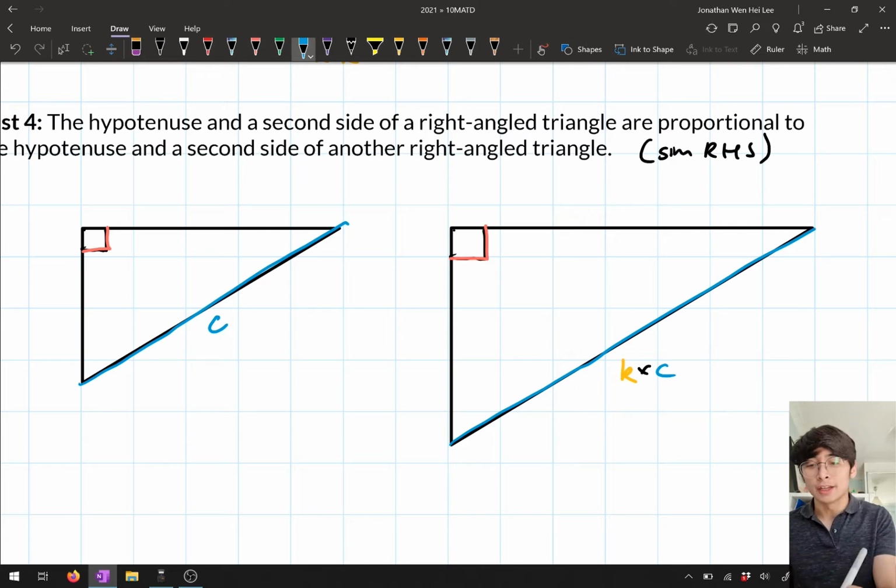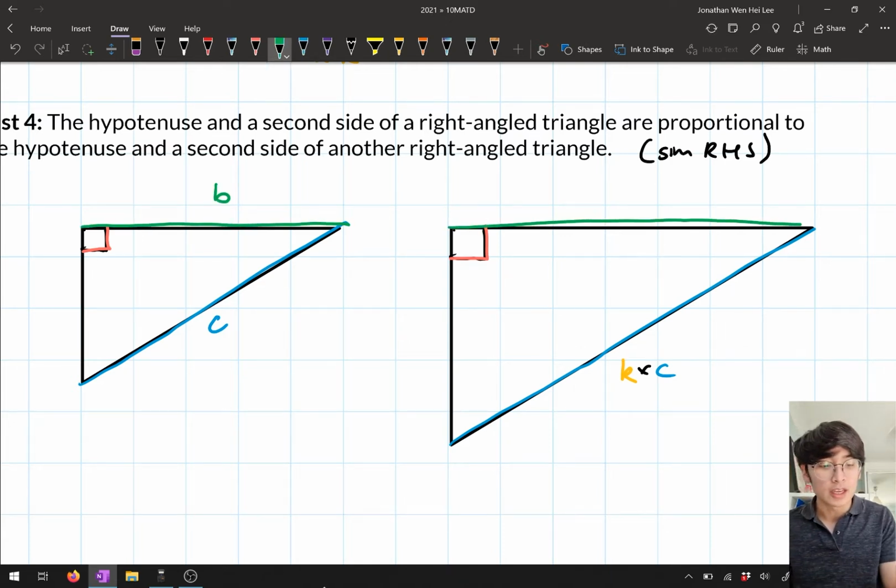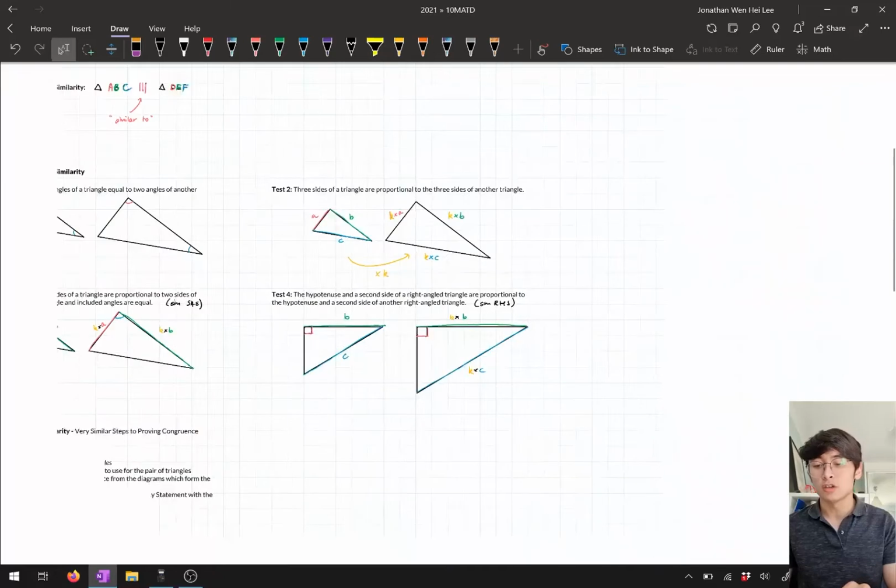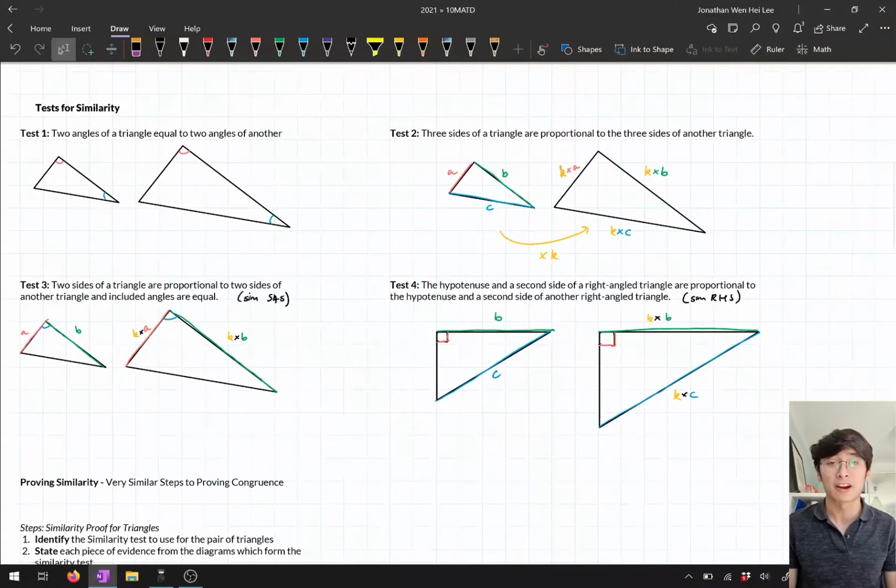And then any third side, so here for example if it was B, then this side over here needs to match up with K times B. That K number being how much bigger one triangle is compared to another. So these are the 4 tests that we need to use when we're trying to test for similarity.